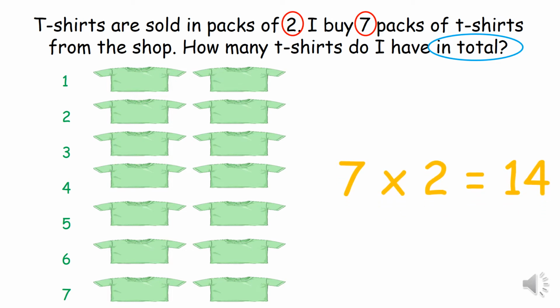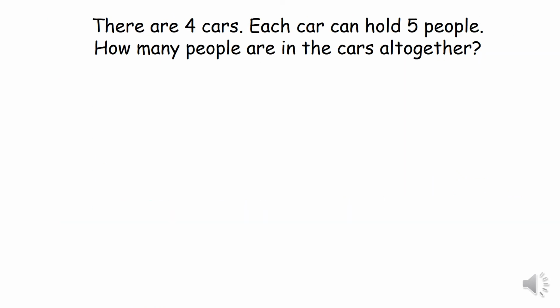Shall we double check that by counting the T-shirts in 2s? You can help me. 2, 4, 6, 8, 10, 12, 14. It is right. 7 times 2 equals 14. So from that word problem, we found the important numbers and we put them into a multiplication sentence. And then we could work it out using our arrays. Let's try another word problem.